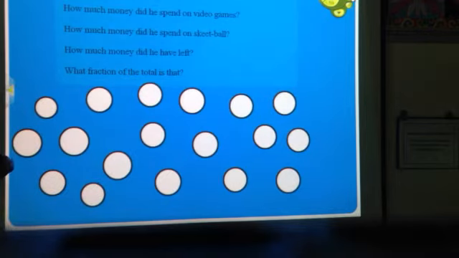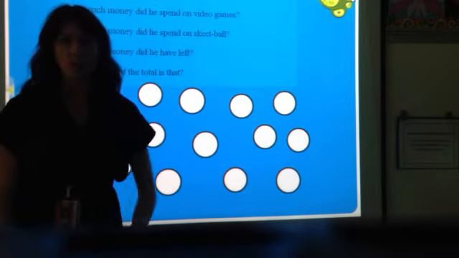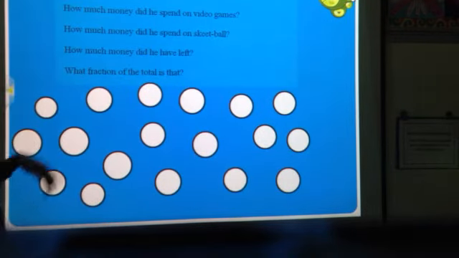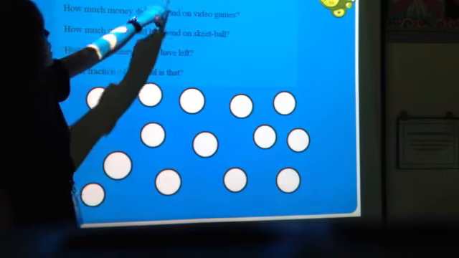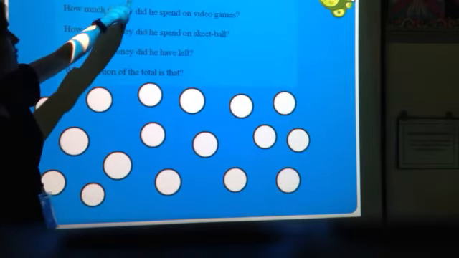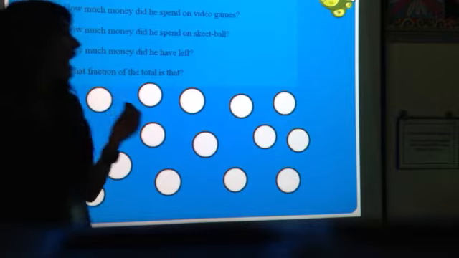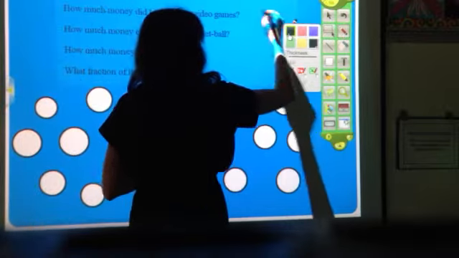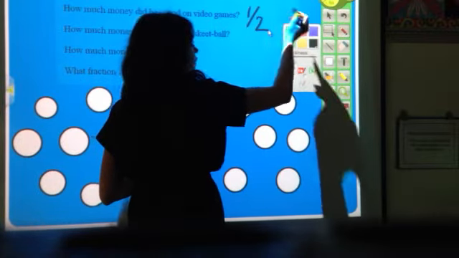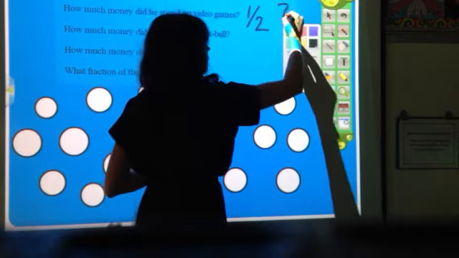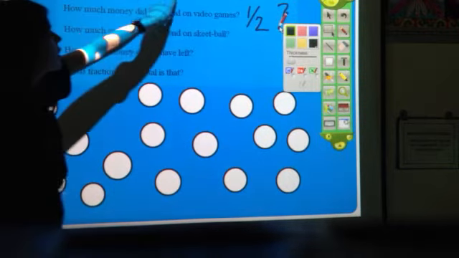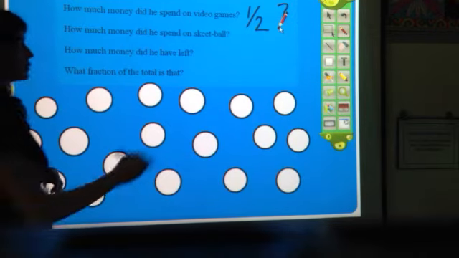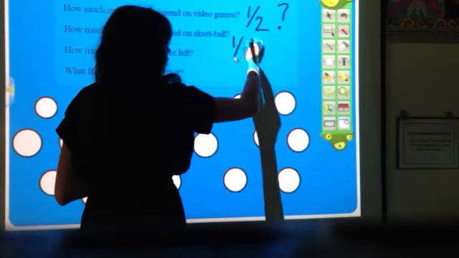So the first thing you need to do is figure out how much 18 quarters is worth. So find the total amount of money that you have here. Then we know that he spent half of his money on video games, so we need to find half of your whole to answer the first question. What is half of your whole? We know that he spent 1/3 of his money on skee-ball. So once you figure out what your total is, we need to figure out what 1/3 of your whole is.